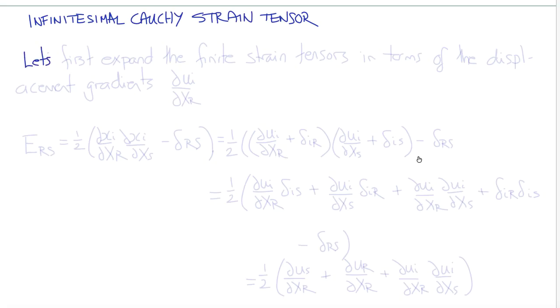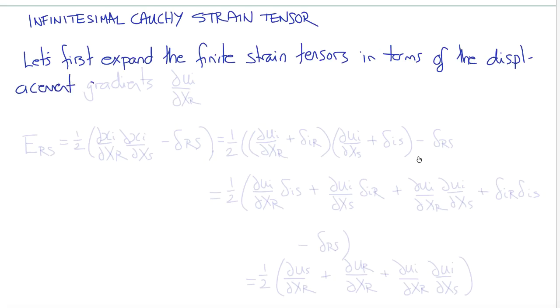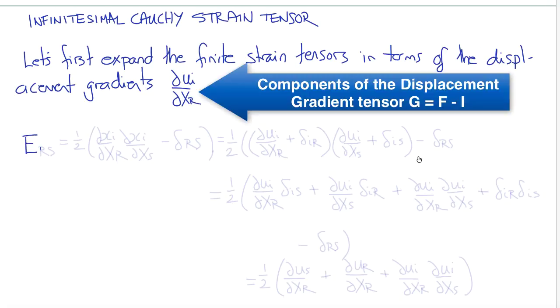Now let's derive the infinitesimal Cauchy strain tensor, which it's important to understand is actually an approximation. It's a linearization of our finite strain tensors, which are quadratic, and as such only is accurate under certain conditions. So to show what those conditions are, let's first expand the finite strain tensors in terms of the displacement gradients del ui del Xr instead of the deformation gradients del xi del Xr.